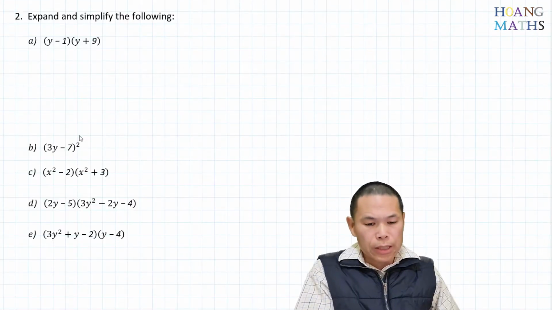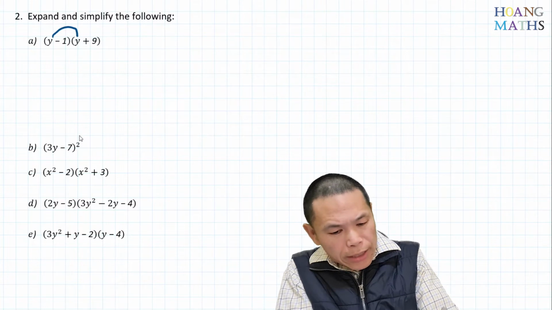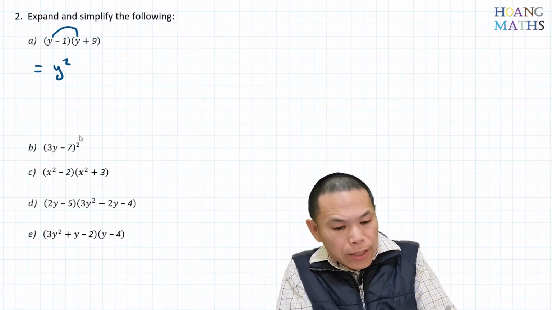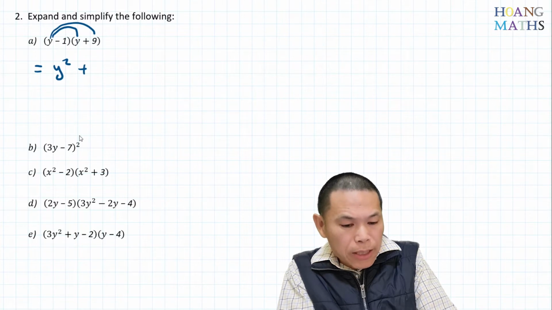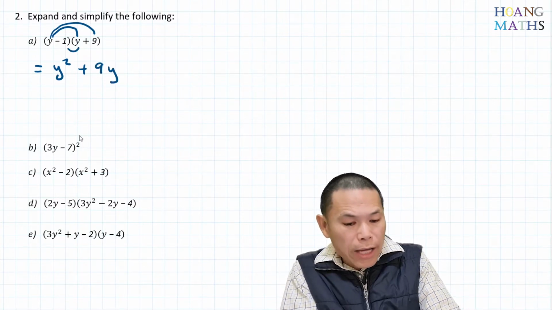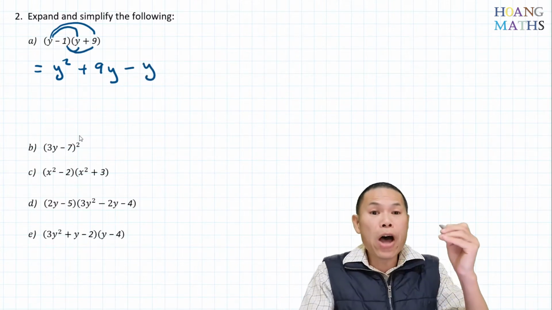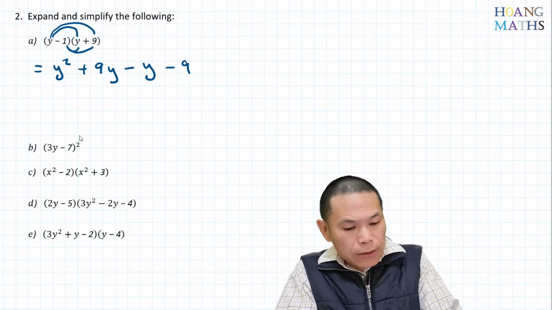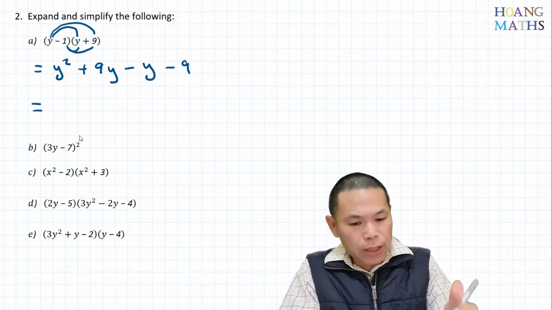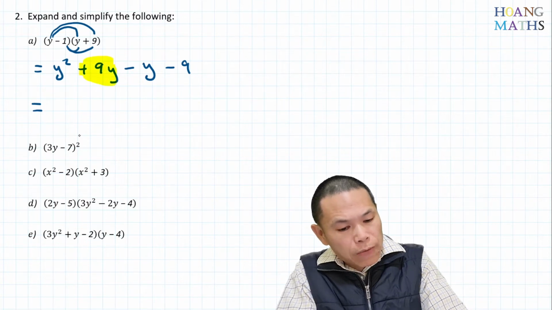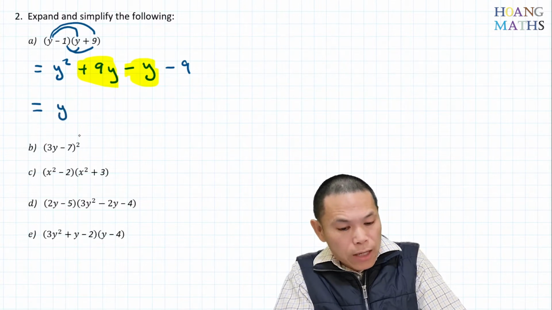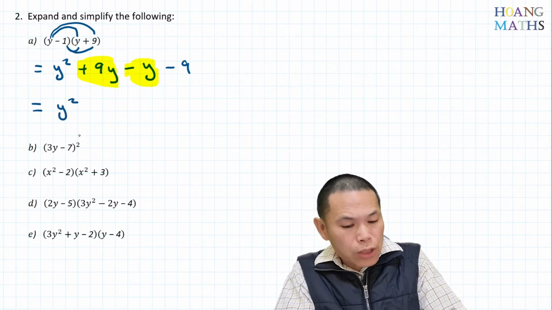First one. So we go y times y. So you should get y squared. And we have y times 9. That means 9y. And negative 1 times y, you should get negative 1y, which is negative y. And negative 1 times 9. So negative 9. There you go. Now we just collect the like terms. So the like terms are positive 9y and minus y. So the rest we write down. So y squared and 9 minus 1, which is 8. So plus 8y. And then minus 9, we just write this down.